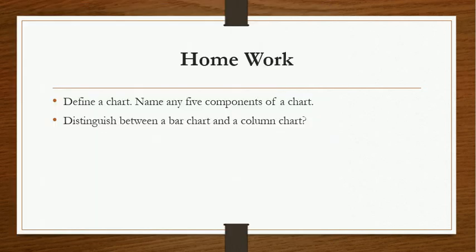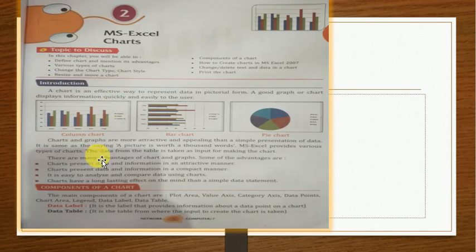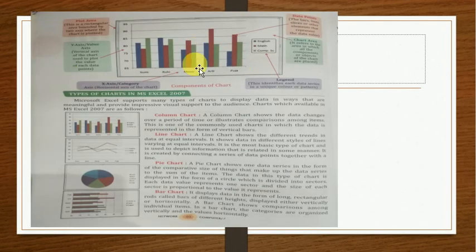Now for homework, what you have to do is these two questions. First, define a chart and name any 5 components of a chart. This was in the first page. What is a chart? From here you can get a very precise definition. Then what are the components of a chart? These are the components of a chart. You can write any 5 of them.